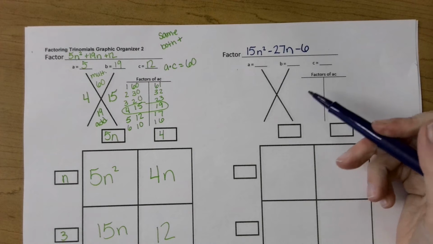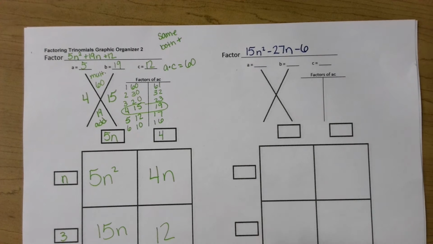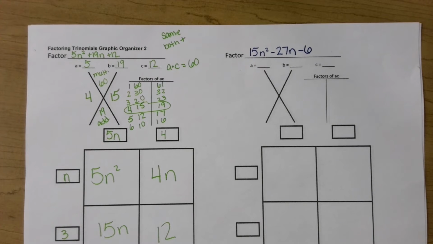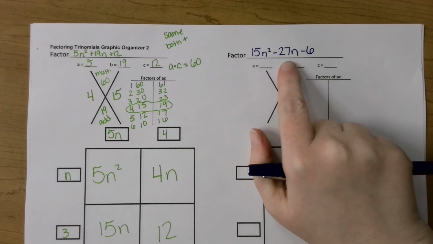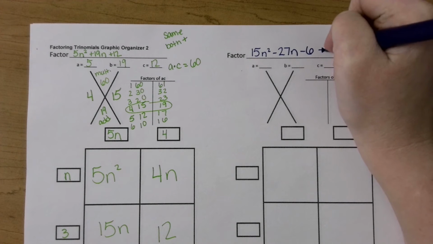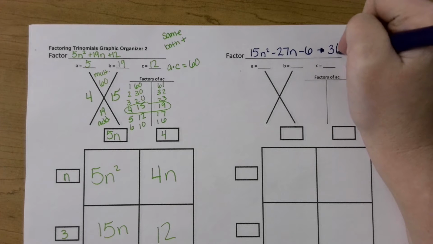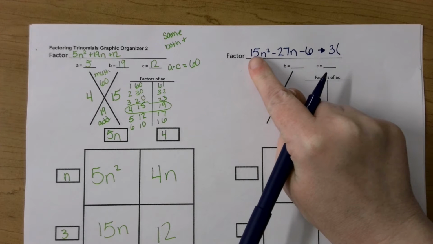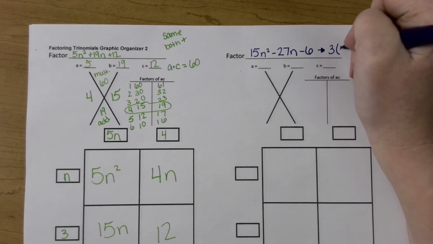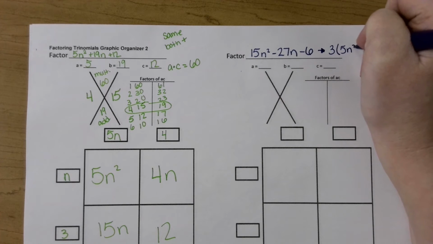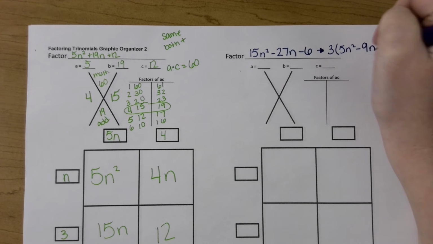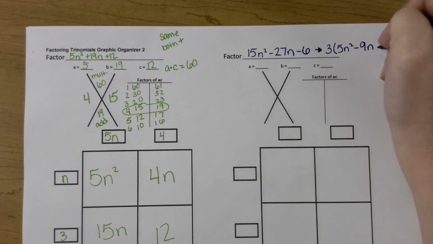Okay, the first thing we want to see is, is there a greatest common factor? Is there anything I can divide all three of these numbers by? And this time there is. I can divide all three of these by the number 3. That's my greatest common factor. So I'm going to factor out a 3, and if I do that, I'm going to divide all three terms by 3. 15 divided by 3 is 5, so I have 5n squared minus 27 divided by 3 is 9, so 9n, and then 6 divided by 3 is 2.